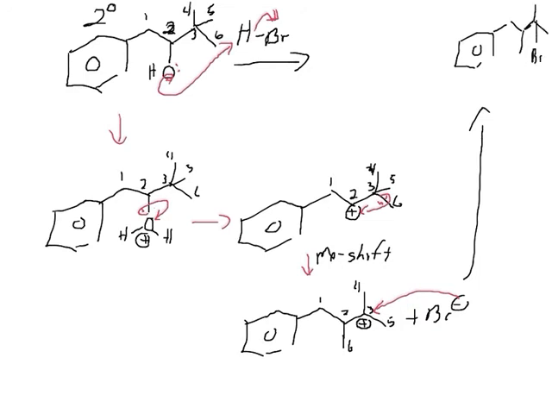So the Br is there. This is 1, 2, 6, 3, 5, and 4. Right? You get it. What else could we have done? Which hydride? Which carbon? Carbon 1, right? Now, why would we?